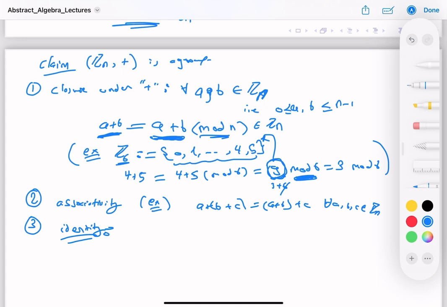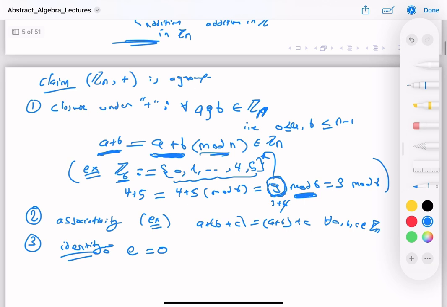But here we're talking about addition, so our guess is that it's 0, right? So our guess is that e is 0, and we're going to verify this. Well, is there a 0 in Zn? Well, of course there is, because remember, Zn is the set of 0, 1, 2, up to n minus 1.